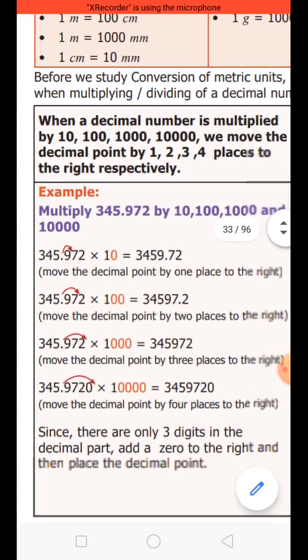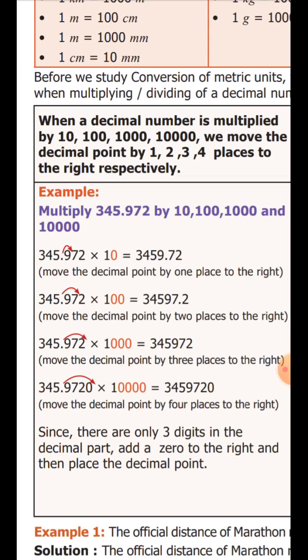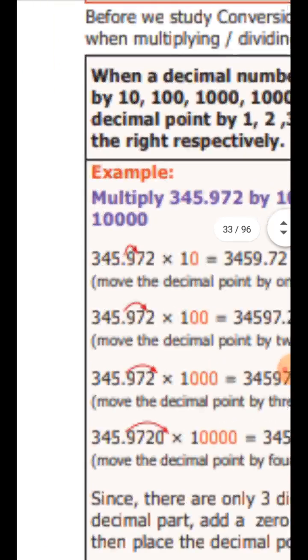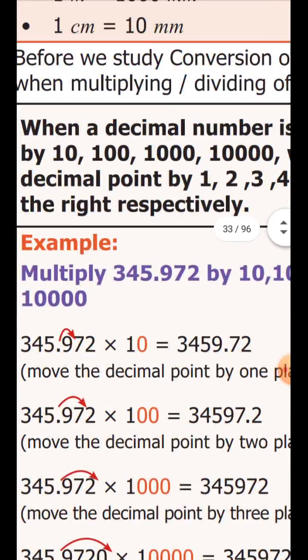A decimal number means a number with a point. Look at this number: 345.972. The dot makes it a decimal number. If you have a dot in the number, that is a decimal number. It can be 3.459972 or 334.5972. If you have a dot in your number, that is called a decimal number.